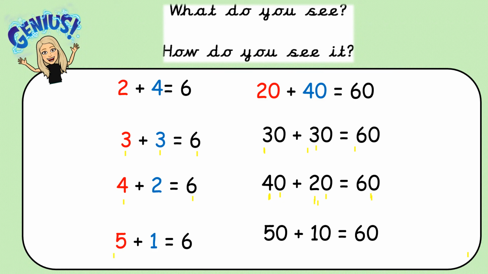Okay, last one. 5 and 1 is equal to 6. So therefore, 50 and 10 is equal to 60. Well done, you have been very, very good at looking for patterns, which is so important in maths. So I'm very proud of that hard learning.